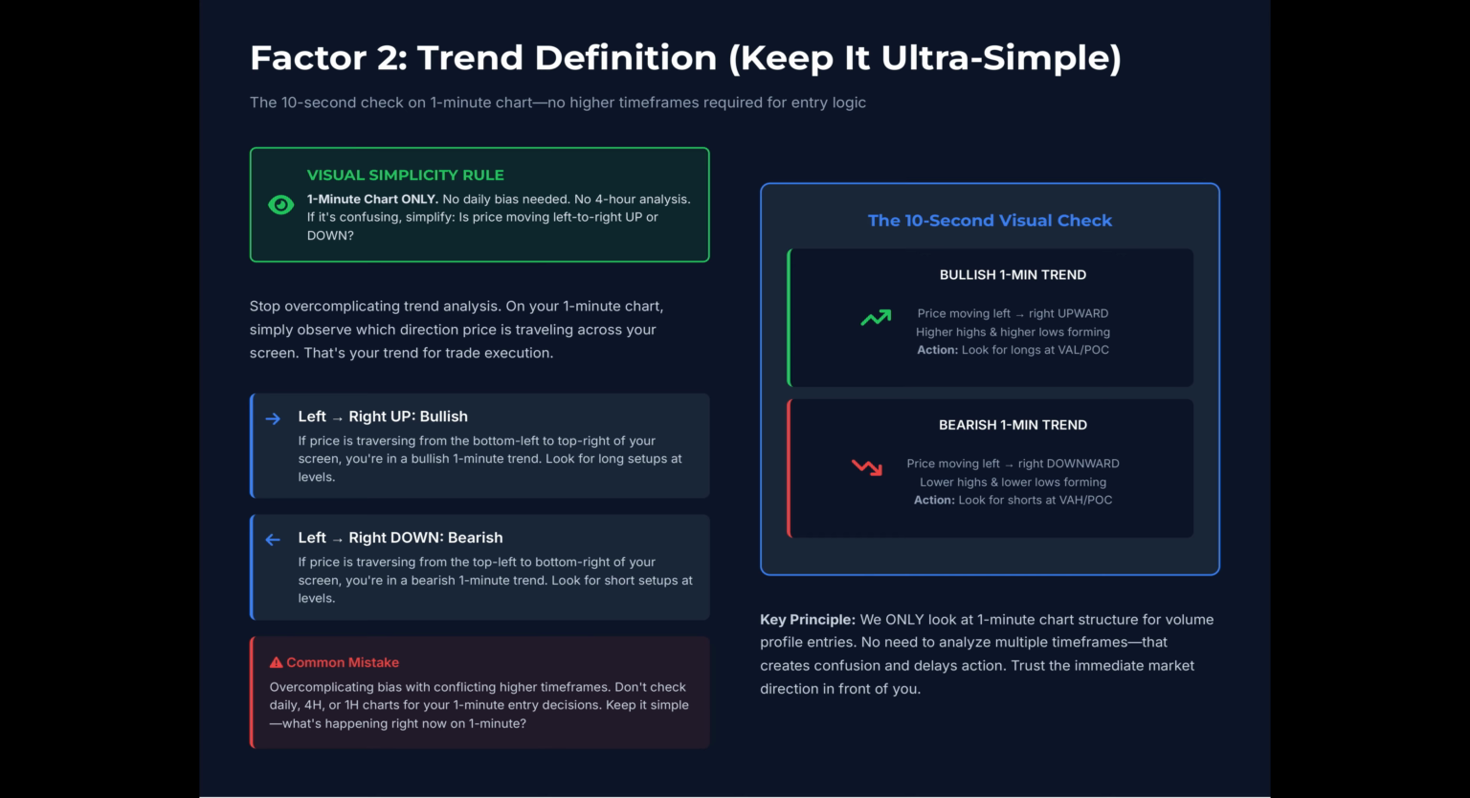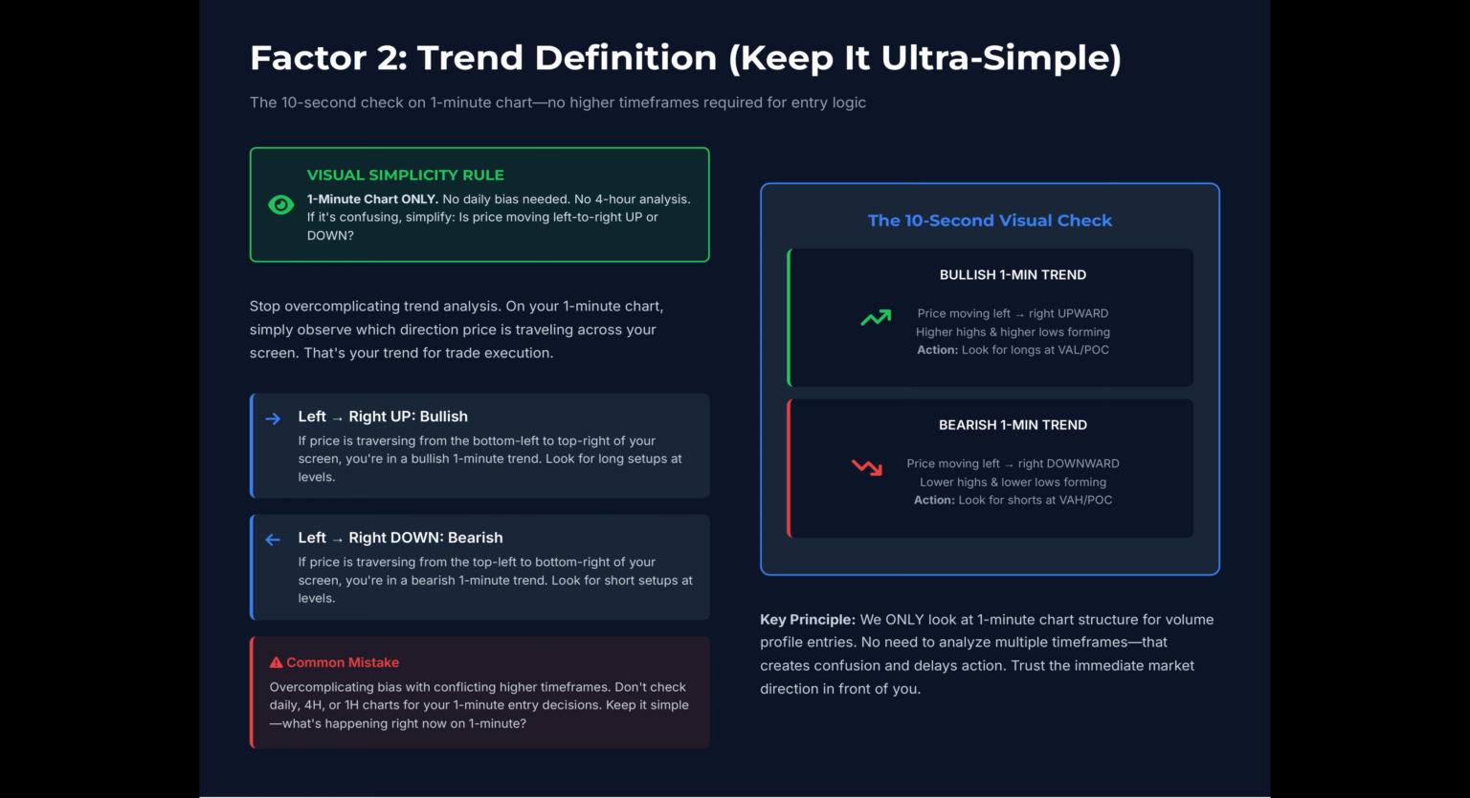Now let's address a common question. What if the 5-minute chart shows a different trend than the 1-minute chart? My answer? Ignore the 5-minute for this methodology. The 1-minute is your execution time frame, and it's the only time frame that matters for factor 2. Why? Because you're entering at precise volume profile levels with tight stops. The 5-minute trend might be bullish, but if the 1-minute is bearish when you're entering long, you're going to get stopped out before the 5-minute trend matters. Stick to the 1-minute.